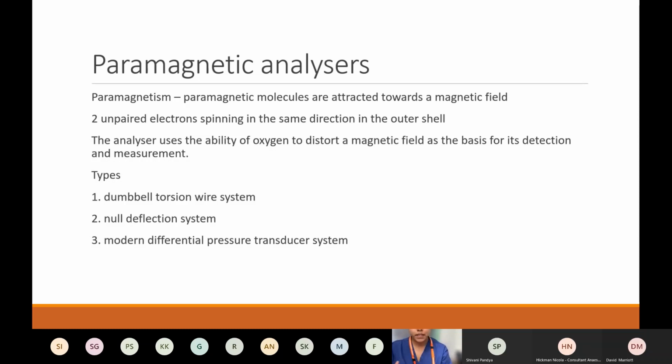So the paramagnetic analyzers use this ability of oxygen to distort a magnetic field so that they can detect and measure oxygen. There are several types that you learn about. Classically, you learn about the dumbbell torsion wire system and the null deflection system. There is also a more modern system, which I'm going to talk through as well, which is the differential pressure transducer system. So next slide, please.